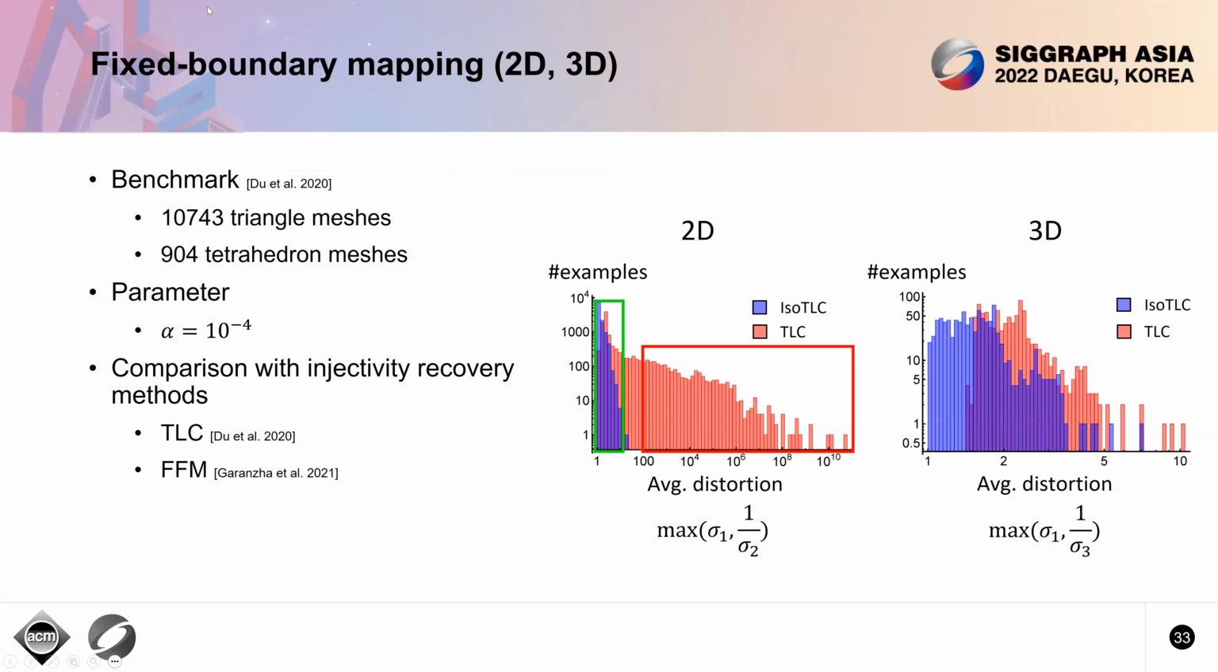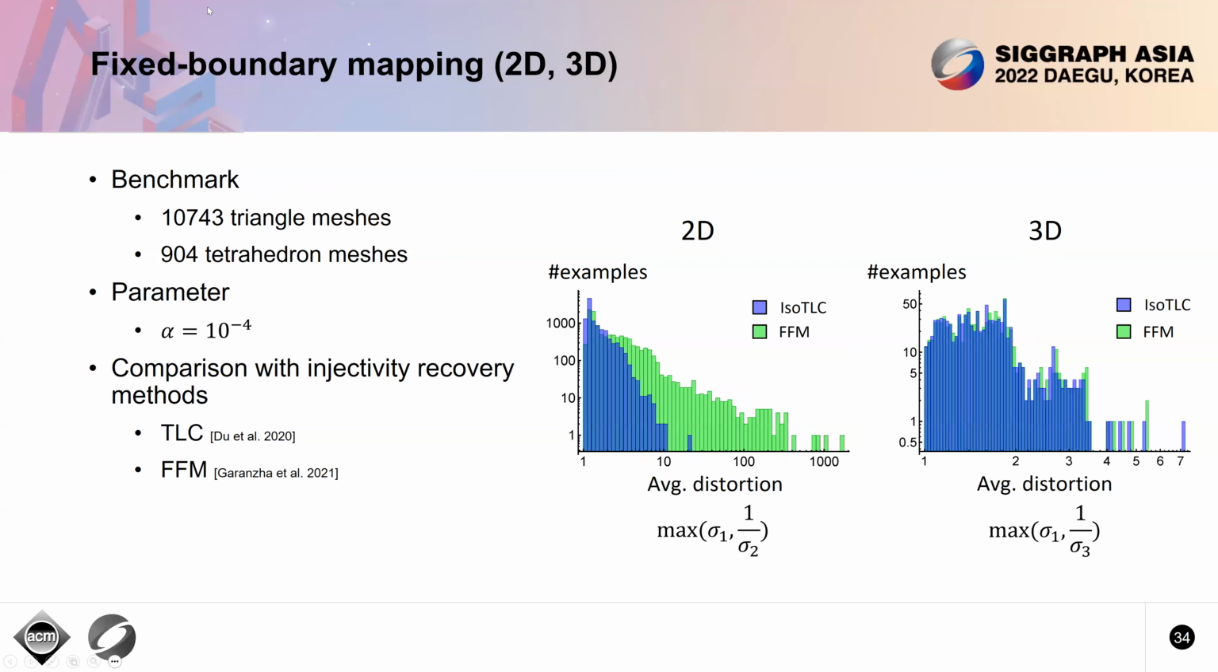The average distortion statistic on the 3D benchmark also shows the improvement in mesh distortion, although less significant than 2D, as TLC already achieves relatively low distortion. Here we compare the distortion of IsoTLC and FFM. On the 2D benchmark, IsoTLC achieves about 100 times lower average distortion than FFM. In 3D, the two methods produce maps with similar distortion. One possible explanation is both methods have achieved the lowest distortion permitted by the fixed boundary constraints.